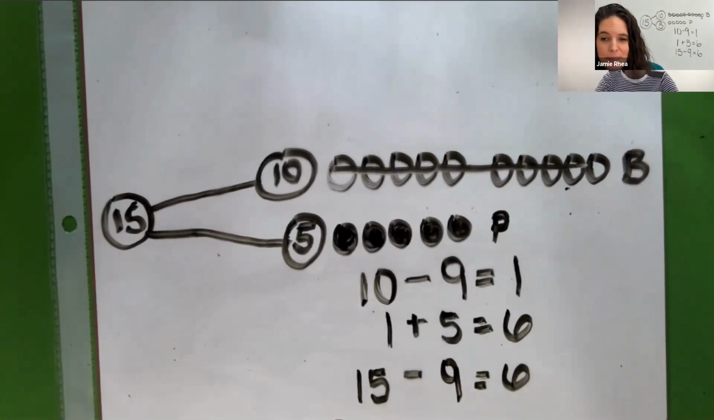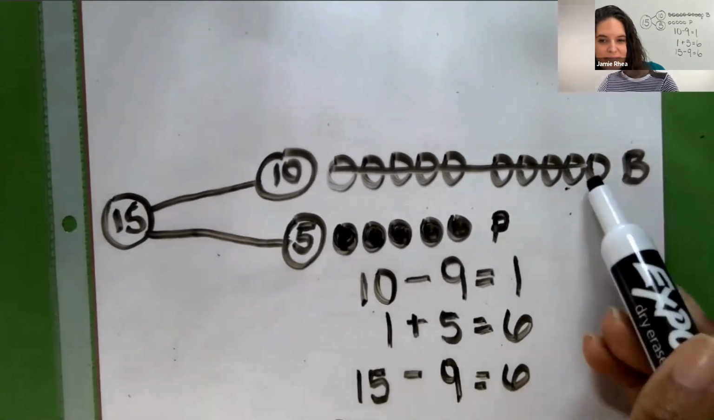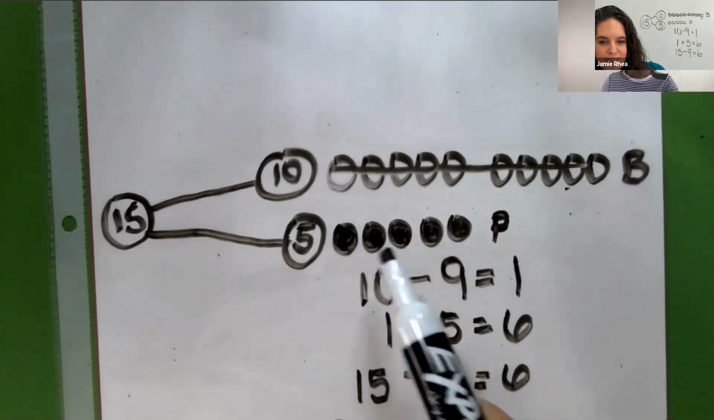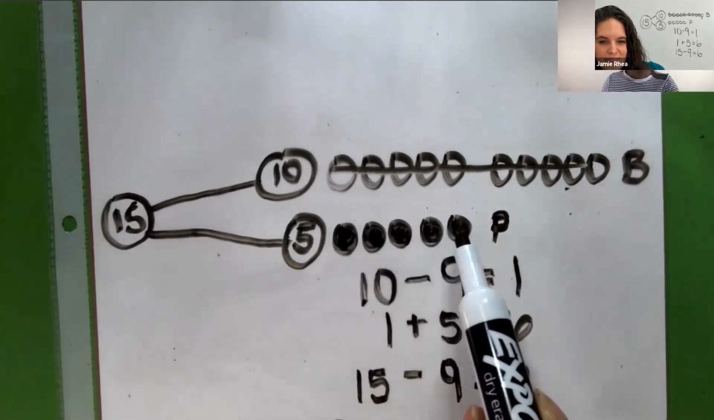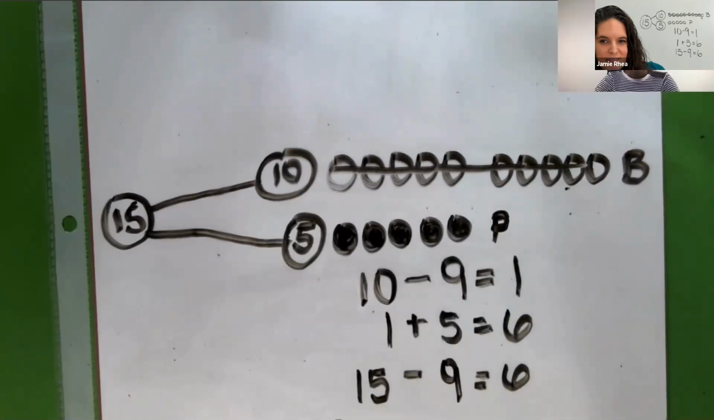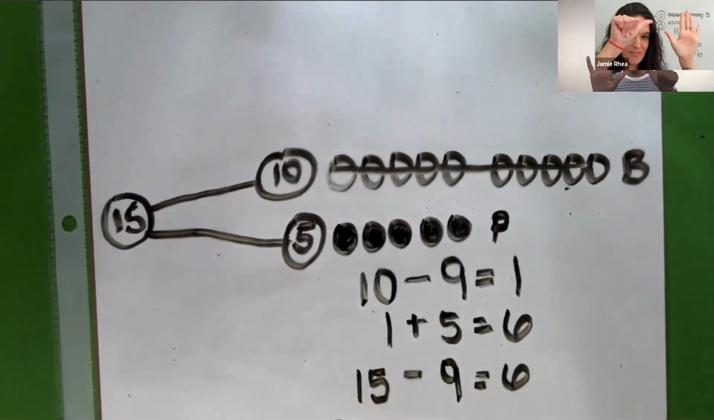I heard some really great ideas. One idea is that we can count all of what we have left, like this. 1, 2, 3, 4, 5, 6. I also heard that we can count on from 9 until we get to 15, like this. 9, 10, 11, 12, 13, 14, 15. And then we have 6 fingers up, so our answer is 6.